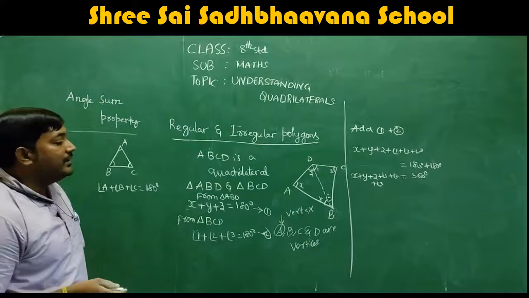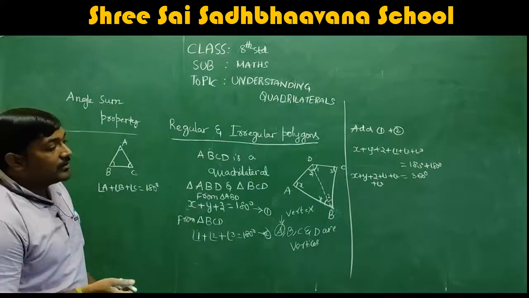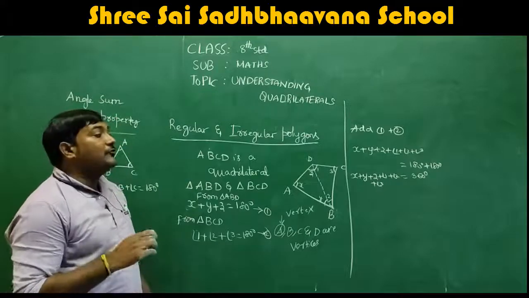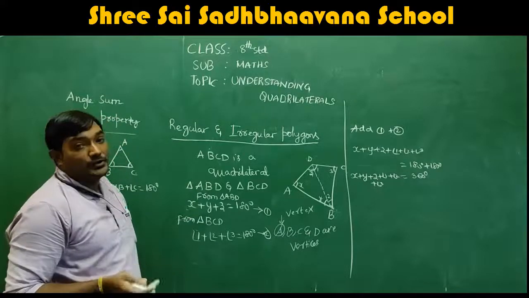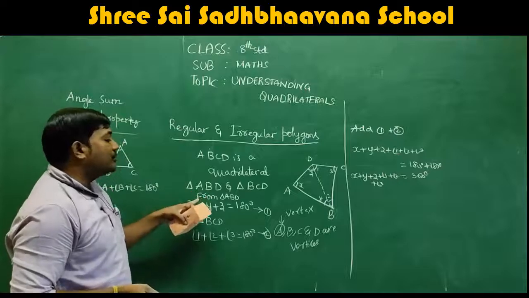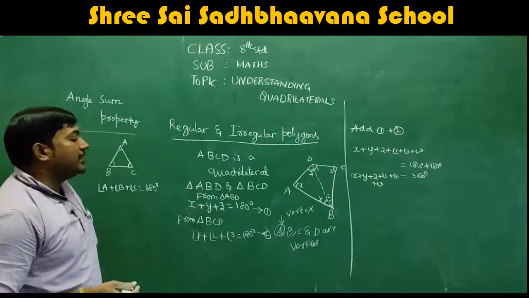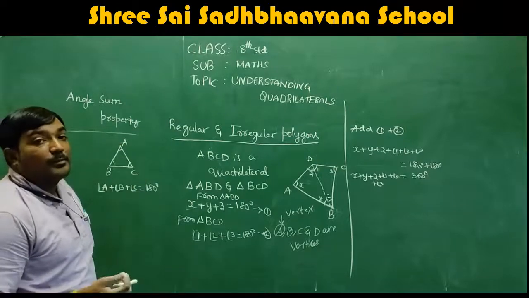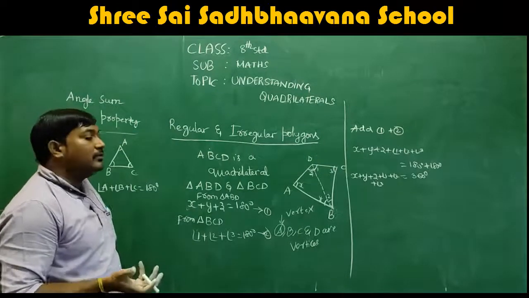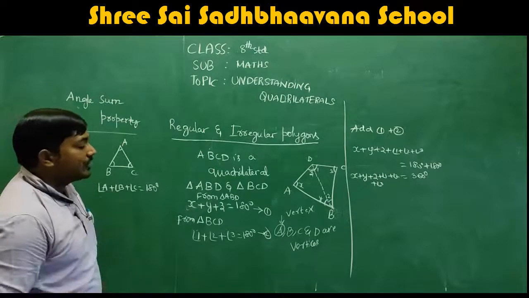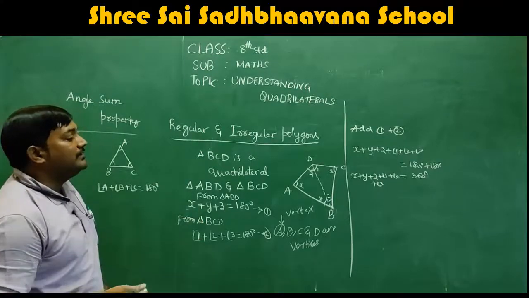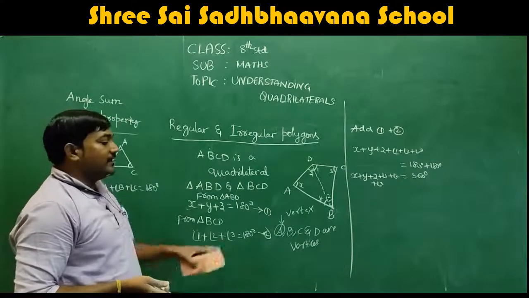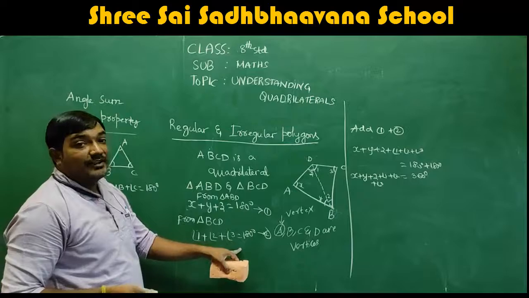From triangle ABD, the angles we have are X, Y, and Z. And for BCD, the angles we have are 1, 2, and 3. So from the angle sum property, from triangle ABD, can I write X plus Y plus Z is equal to 180? Yes, because we know the sum of angles of a triangle is 180. Similarly, from triangle BCD, I can write angle 1 plus angle 2 plus angle 3 is equal to 180 degrees. So we take this as equation 1, and this as equation 2.